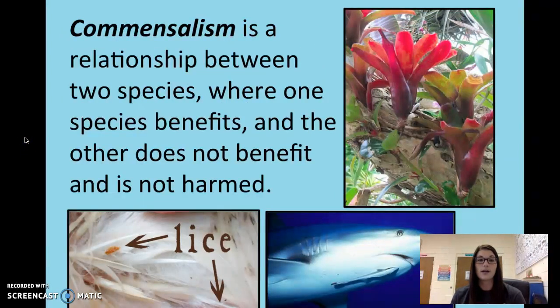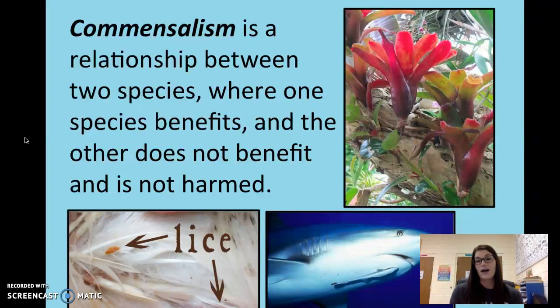Our second type of symbiotic relationship is called commensalism. Commensalism is a relationship between two species where one species benefits and the other does not benefit, but it's also not harmed. So next to commensalism in your notes, put like a plus and a zero, or one happy smiley and one smiley with like a line, you know, just chilling, doesn't really care. Something like that to symbolize that one organism is benefiting, it's a positive, but the other organism is not getting a benefit, but it's also not being harmed.